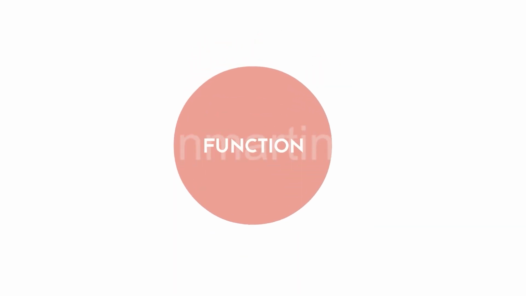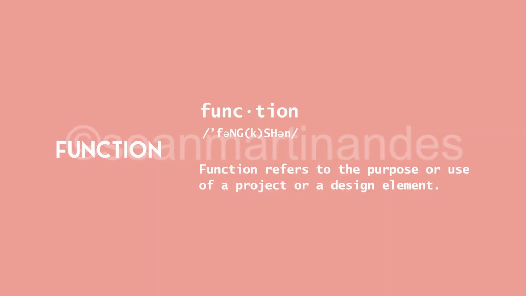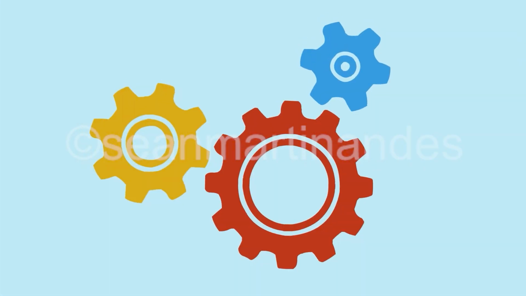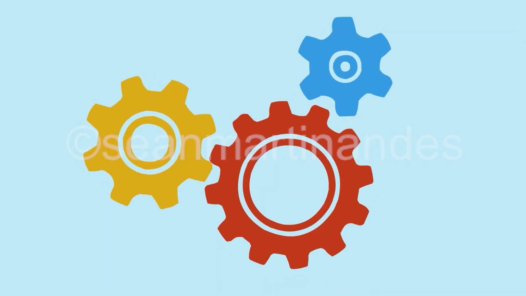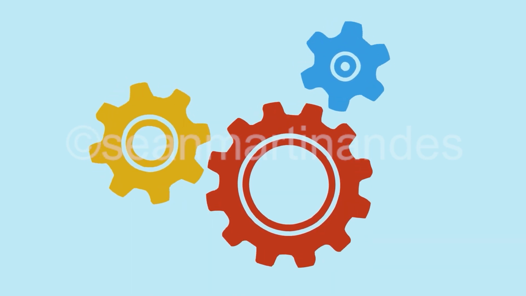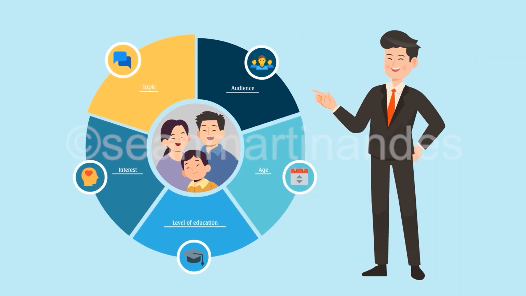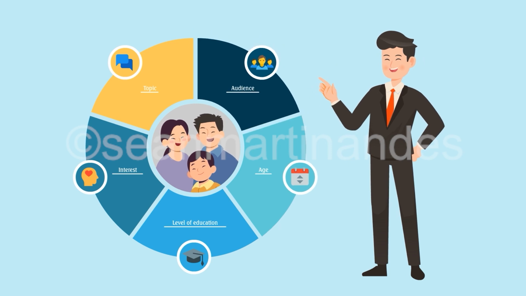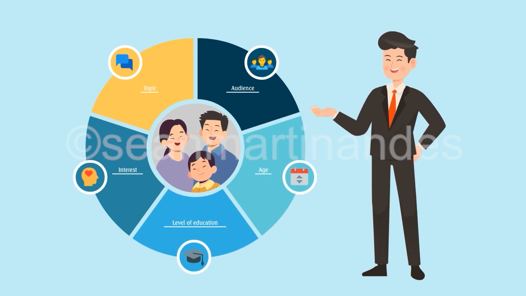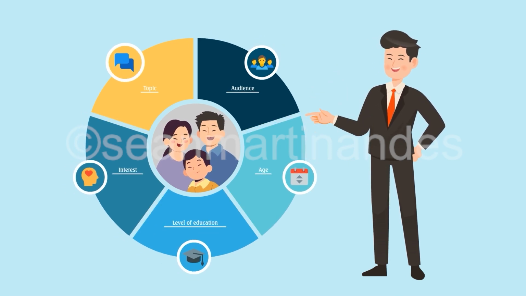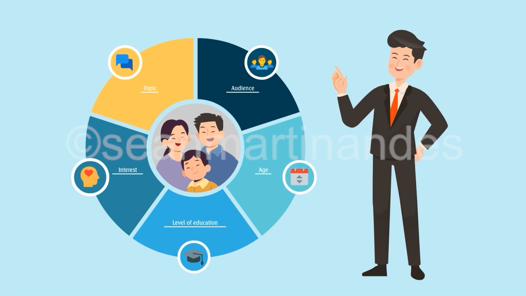First on the list is the principle of function. In design, function refers to the purpose or use of a project or a design element. The principle of function in design emphasizes that every design element should serve a specific purpose or function. Consider the following: the topic, your audience, their age, level of education, and interests. Choose design materials that are appropriate and engaging for them.